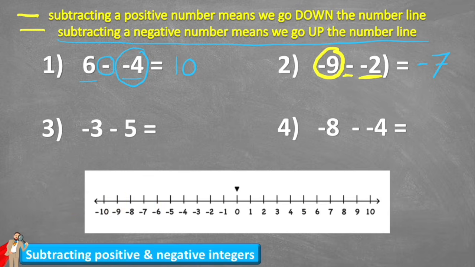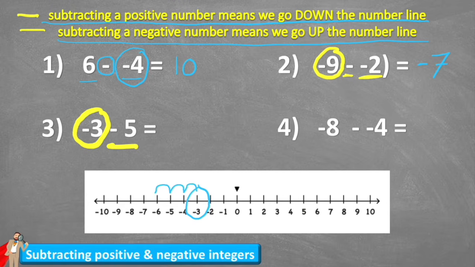Let's have a look at question 3. Question 3 says I have negative 3 and I am subtracting 5. So I'm on negative 3 and I am subtracting, this time, a positive number. So we follow the first rule. Subtracting a positive number means we go down the number line, because essentially all I'm doing is subtracting another 5. So I'm at negative 3, subtract 5 is 1, 2, 3, 4, 5, leaves me on negative 8. So negative 3 minus 5 is negative 8.